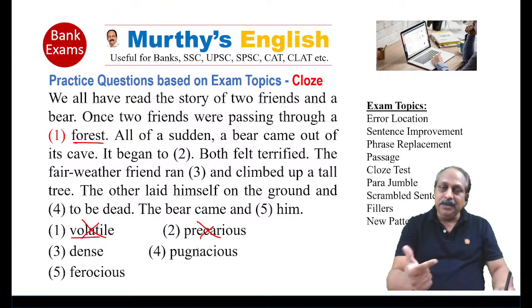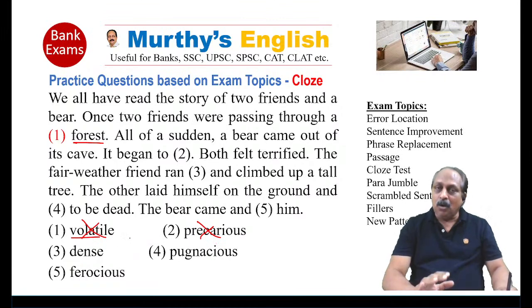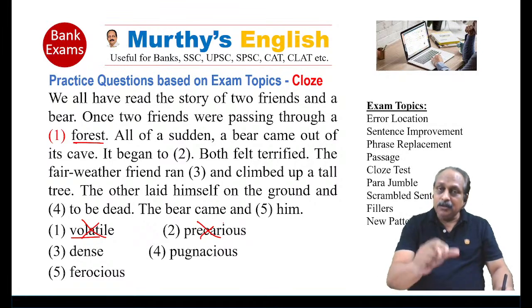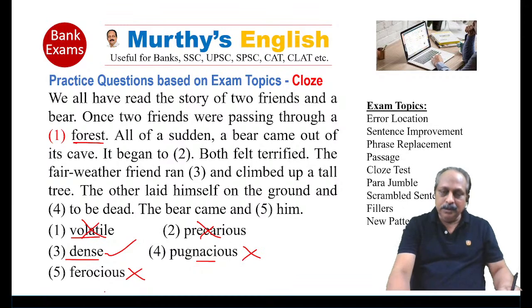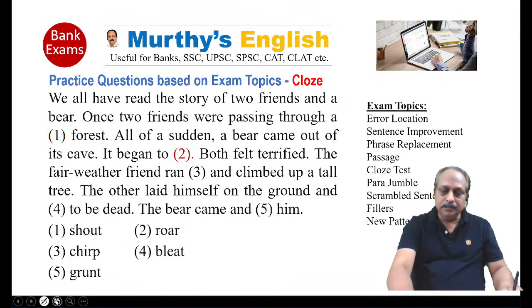See, I am giving the meaning. I may not write due to the time factor, but listen and get the meaning. Volatile means not stable. Precarious, dangerous, but you can use. That is not the typical word. Dense forest is a typical combination, collocation. Pugnacious is an important word. I think it means ready to do something. I will confirm. Ferocious means ready to attack. That is not the answer. Please go to the next one. Then we will see.